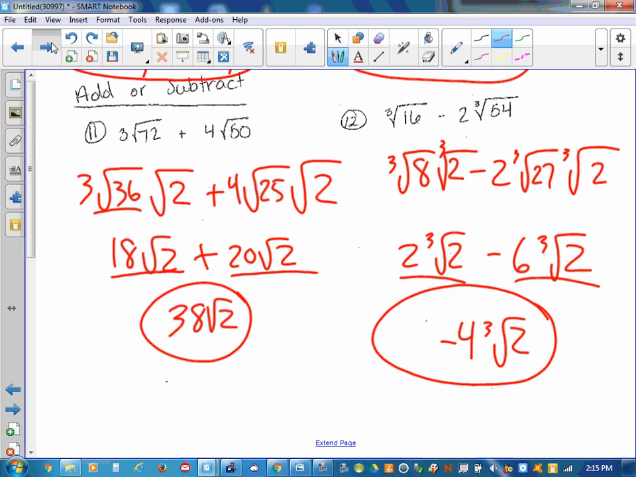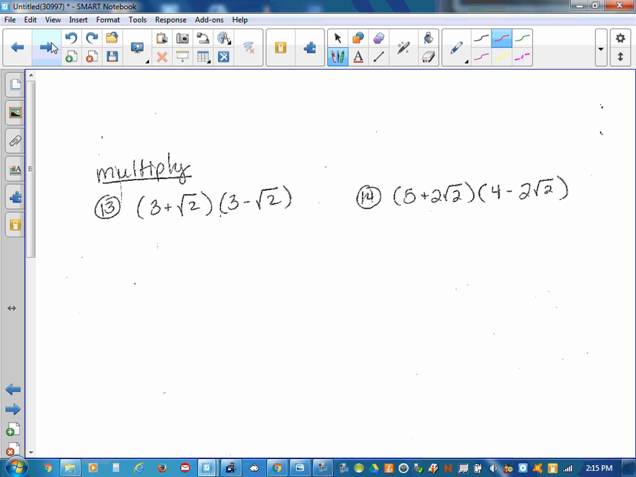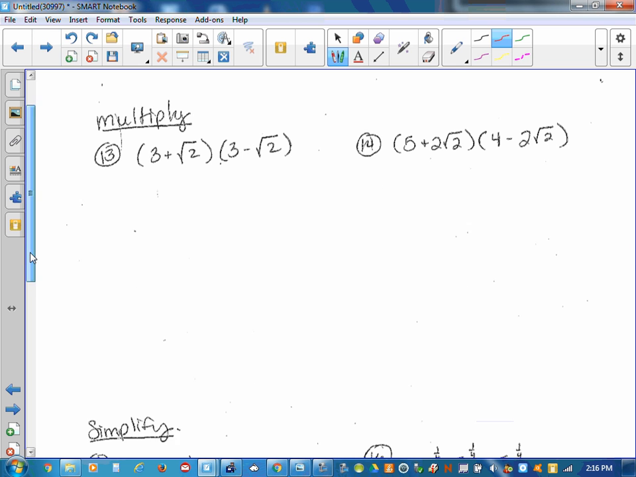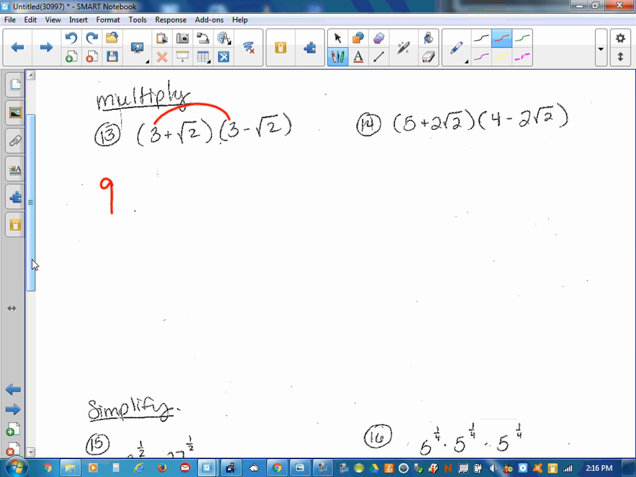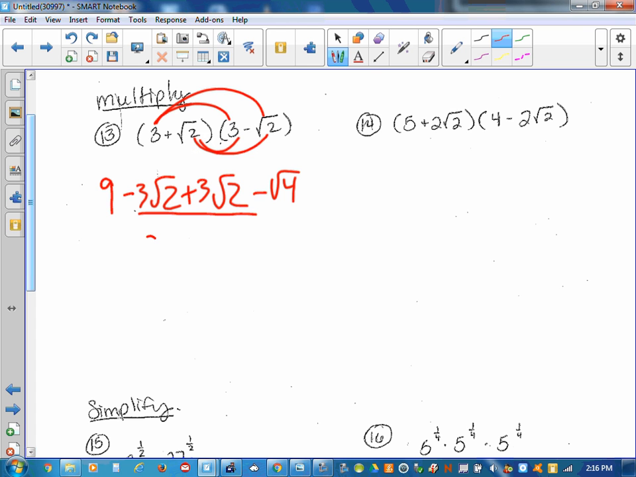Okay, next page. Now we are FOILing to find the answer. We're multiplying two radical expressions together, or two radical binomials together. FOIL is the name of the game here. 3 times 3 is 9. And minus 3 radical 2 plus 3 radical 2 and minus radical 4. Those two cancel each other out, so it's 9 minus the square root of 4 is 2, and I get 7.